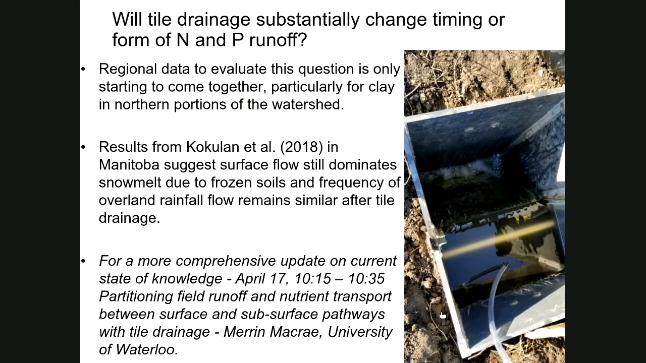And so I'm going to leave my discussion of tile here and suggest we're going to receive quite a bit more on that during the structural BMP section when we're talking next week. And I've noted the talk that I know of that will focus on partitioning, but there's also a couple others that are planned, so I should have probably noted those as well.